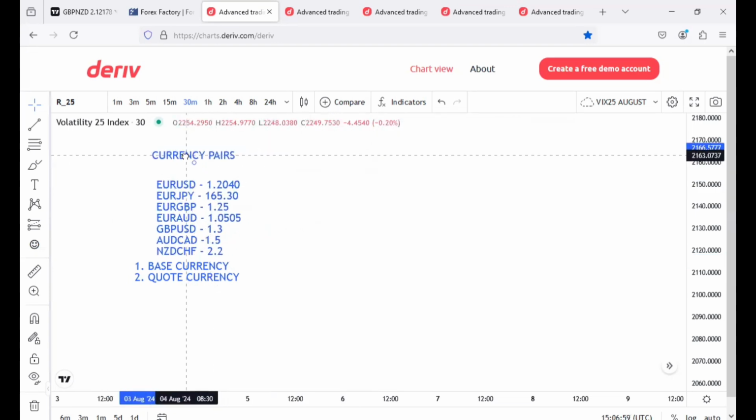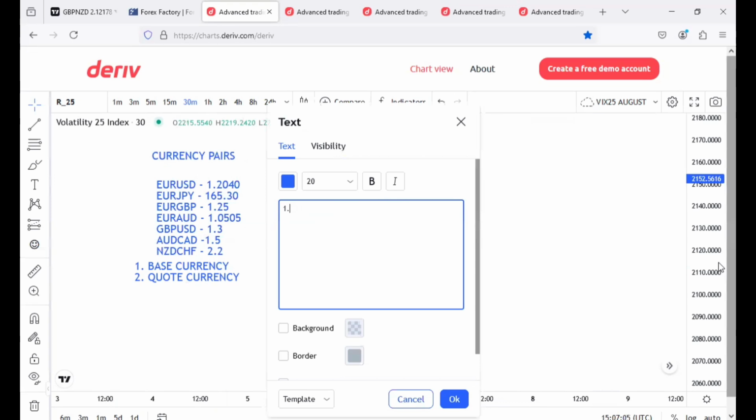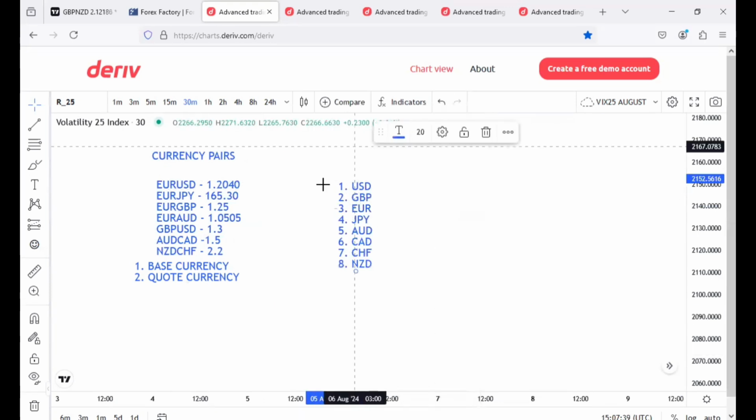Let me move this to the side. We already talked about that. So let's talk about some of the popular currency pairs. 1 USD, 2 GBP, 3 EUR, 4 JPY, 5 AUD, 6 CAD, 7 CHF, 8 NZD. These are the major currencies in the Forex market.